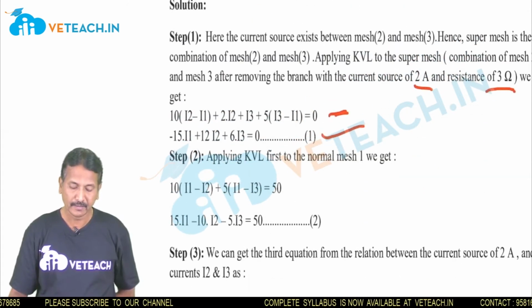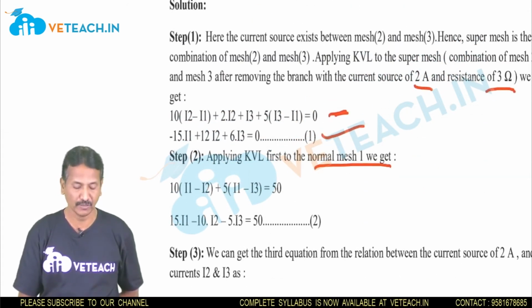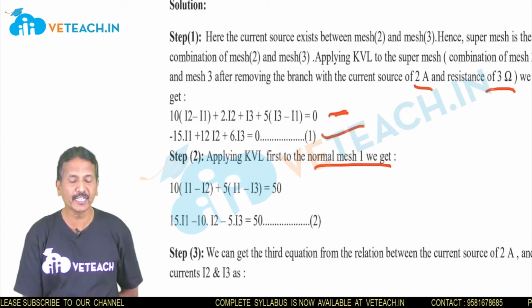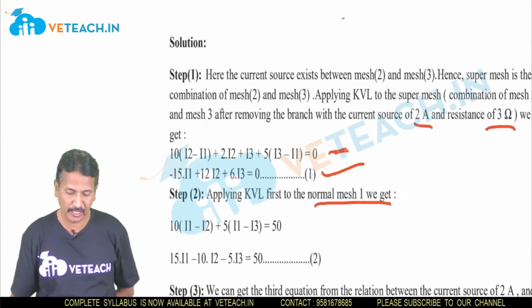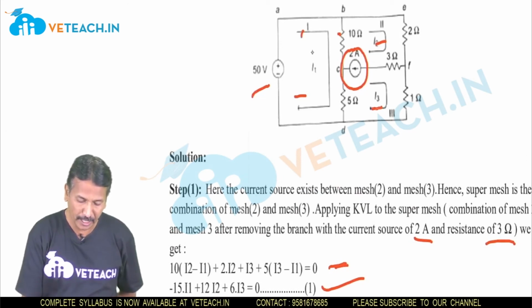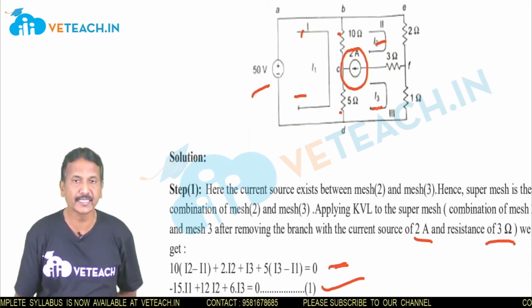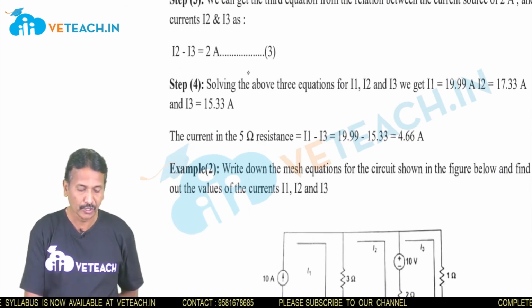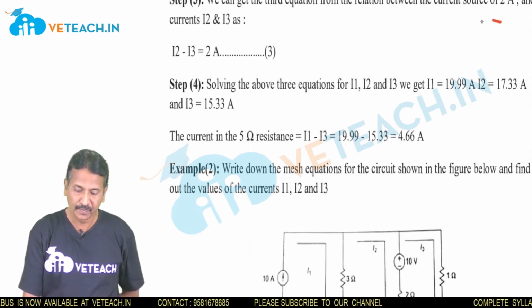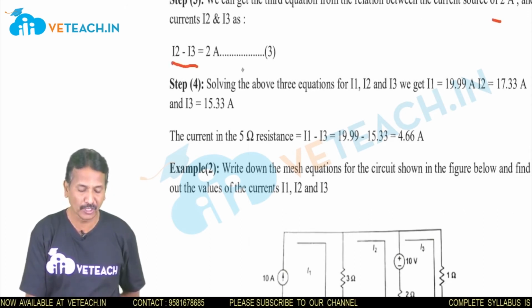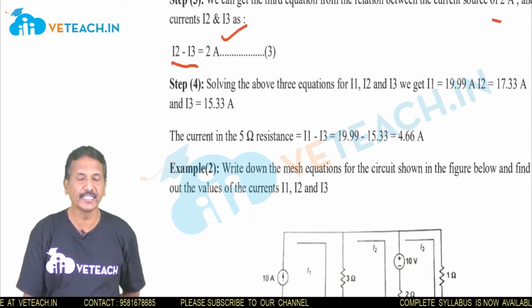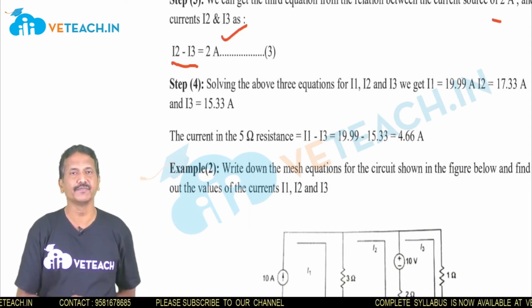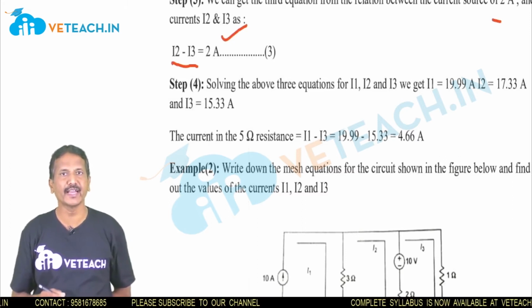Now apply mesh 1, the first mesh. So what happens here? 10 into (I1 minus I2) plus 5 into (I1 minus I3) is equal to 50. Okay students, so apply here 10 into I1 and I2, and 5 into I1 and I3. Right. So what happens here? We have I2 minus I3. How much current is there? 2 amps current is there. Now if you write the three different relations, we will find three different currents, that is I1, I2 and I3.